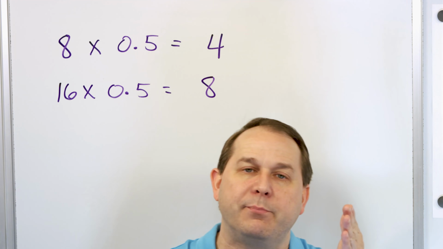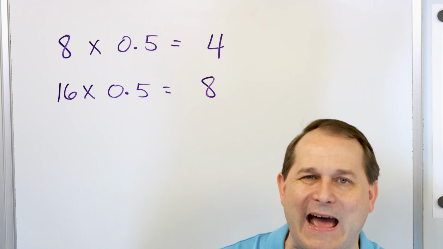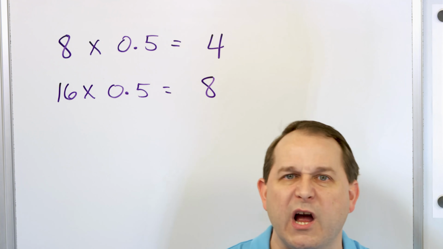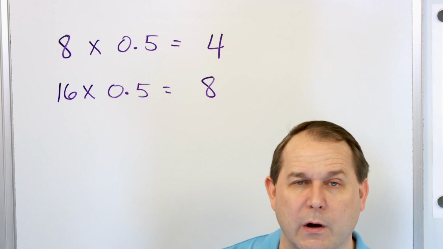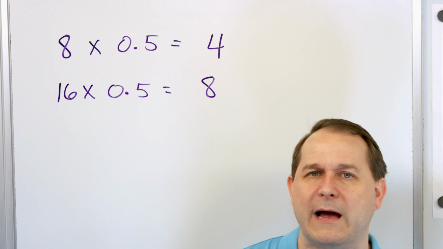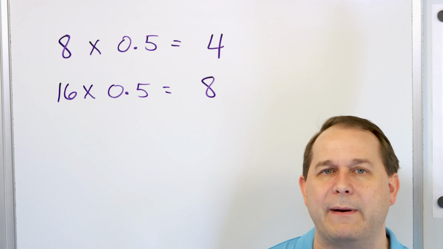When we multiply by 0.5, we cut things in half. When we multiply by 1, we don't change anything. When we multiply by 0, we get 0. And anything in between that we multiply by, any decimal, is just going to chop it by that much.